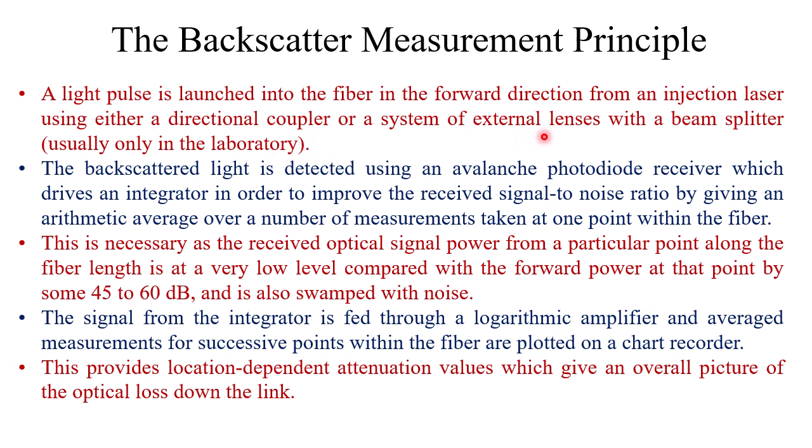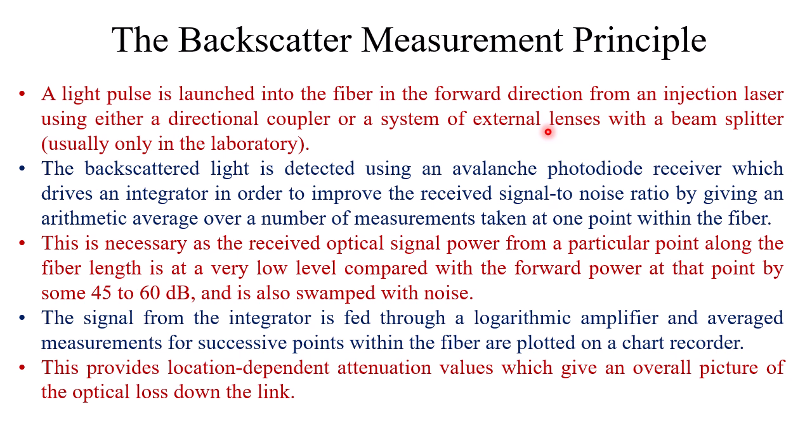The backscattered light is detected using an avalanche photodetector, which drives an integrator in order to improve the received signal to noise ratio by giving an arithmetic average over a number of measurements taken at one point within the fiber. This is necessary as the received optical signal power from a particular point along the fiber length is at a very low level compared with the forward power at that point, by some 45 to 60 dB, and is also swamped with noise.